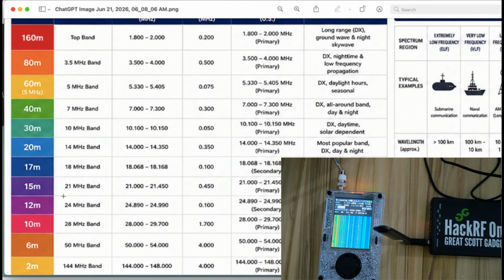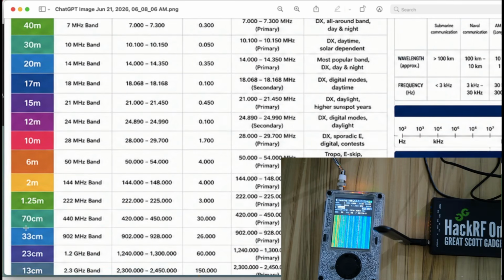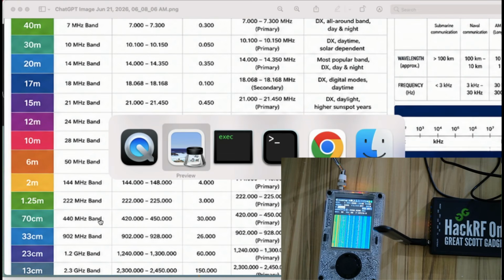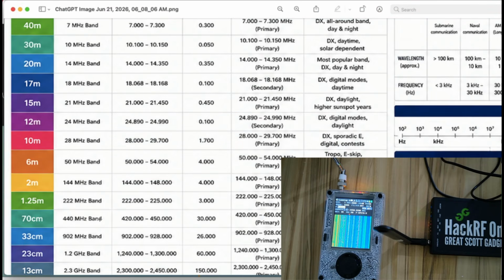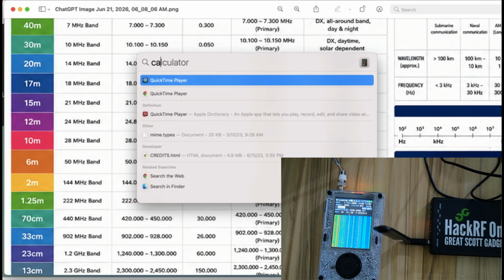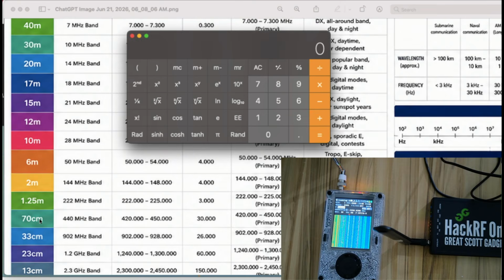So while this thing is running, let's come back to this and do a quick calculation of how you actually get these bands, which is, let's say, the 70 centimeter band. In order for me to find that out, I just need to know the frequency. Let me quickly show you this. Let's look at my calculator. Let's say I want to get this 70 centimeter band. How do you get this?